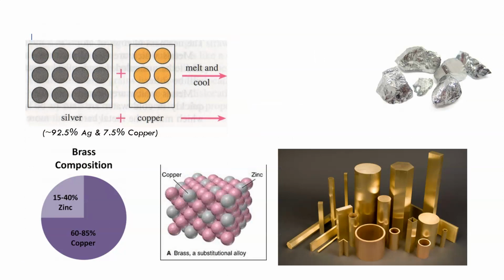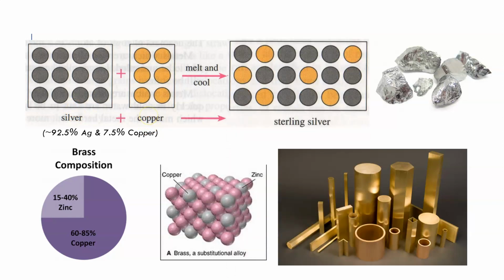If we have a look at these alloys, if we're making sterling silver, we will take silver, about 92.5% of it will be silver, and then about 7.5% is copper. So then we form sterling silver. This copper actually increases the lustrousness of the silver, making the silver shinier and a bit harder, and this is what we see with sterling silver.